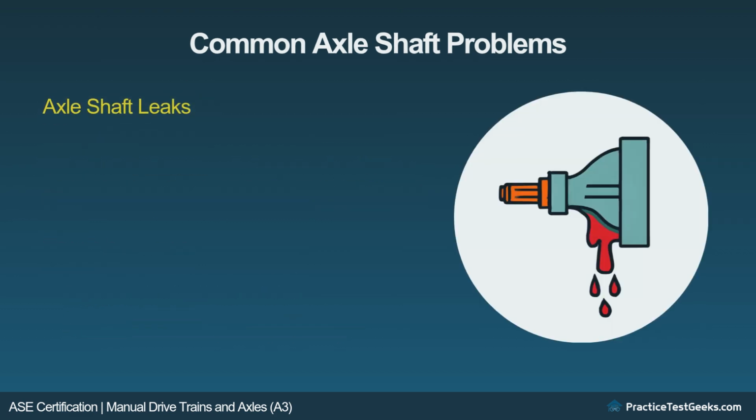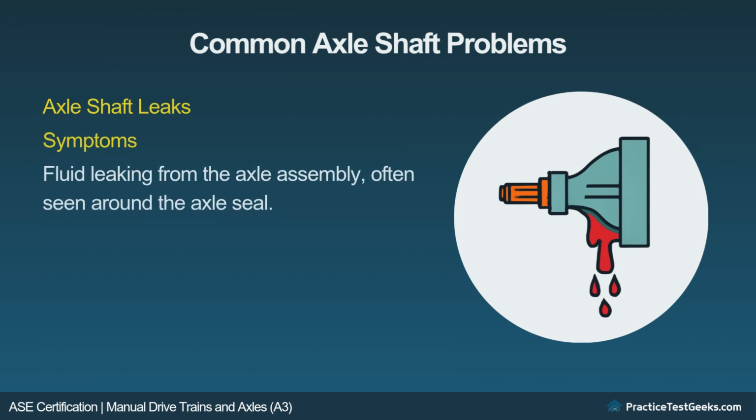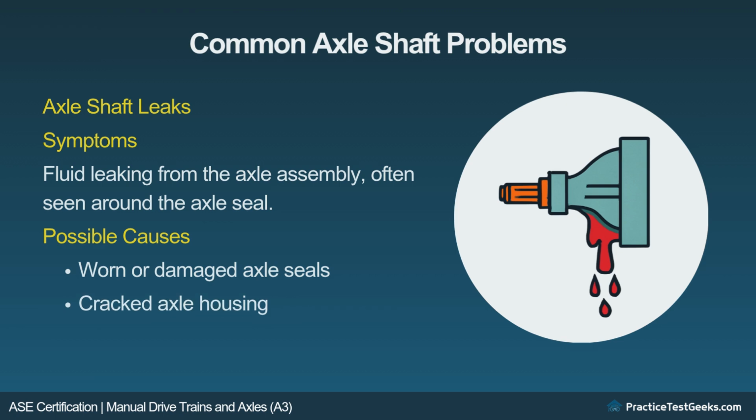Axle shaft leaks. Symptoms: fluid leaking from the axle assembly, often seen around the axle seal. Possible causes: worn or damaged axle seals. Seals that keep fluid inside the differential or axle housing can wear out, leading to leaks. Cracked axle housing. A crack in the axle housing can lead to fluid leakage.